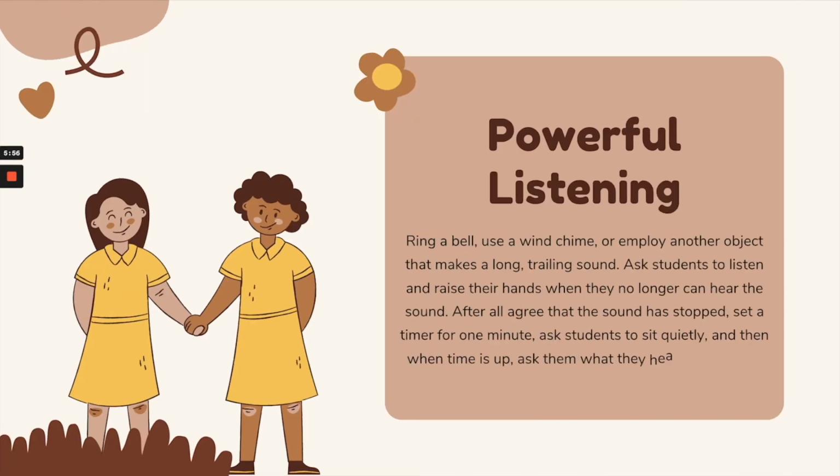Second, powerful listening. For this one, you can ring a bell, use a wind chime, or employ another object that makes a long trailing sound. You ask the students to listen and raise their hands when they no longer can hear the sound. After all agree that the sound has stopped, set a timer for 1 minute and ask students to sit quietly. Then when time is up, ask them what they heard during that minute. This allows them to focus on listening, especially nowadays that students have a hard time listening. So this can be a good practice.